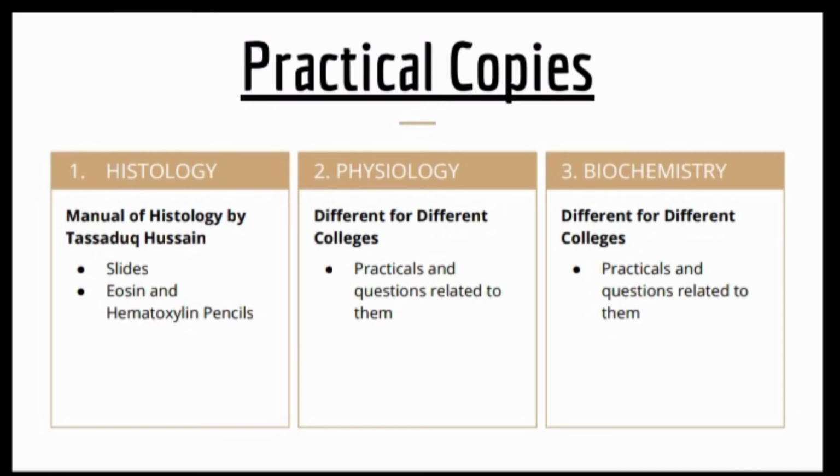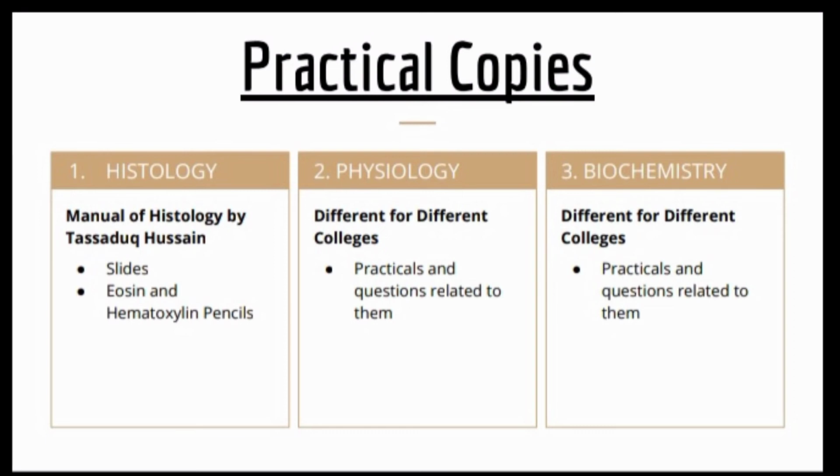The practical copies for histology, it is mostly the manual of histology by Tasadduq Hussain in most of the colleges under UHS. On the practical copy, you have to draw different diagrams using the eosin and hematoxylin stains. These are available in the form of pencils. They are of pink and purple colors. You have to buy them throughout the first year and second year of MBBS.